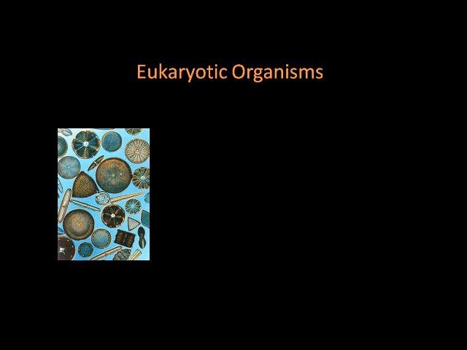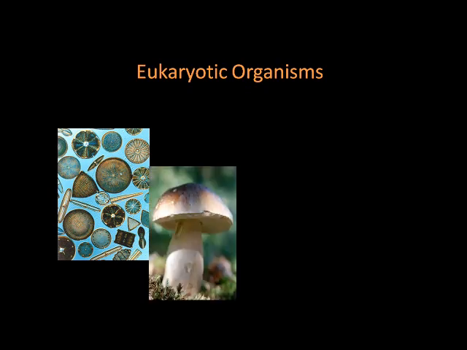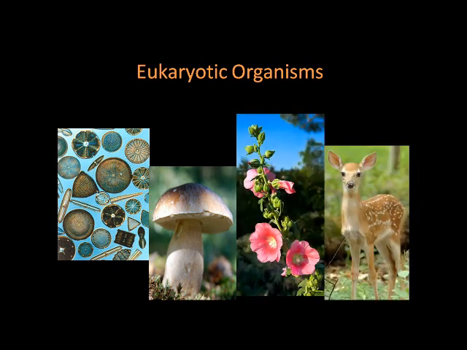Eukaryotic organisms also include fungus, such as mushrooms and mold. All plants and all animals are eukaryotic. Just think of how advanced the cells must be to make a plant or an animal. So, if it's not a bacteria, then that means it must be a eukaryotic organism.